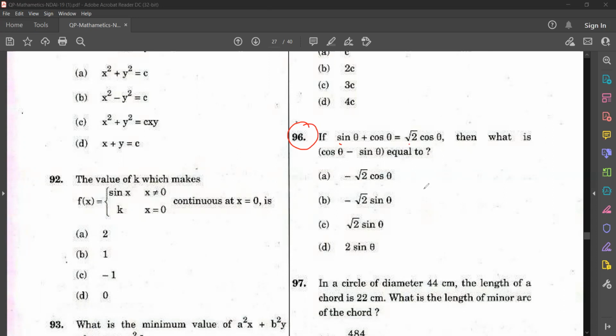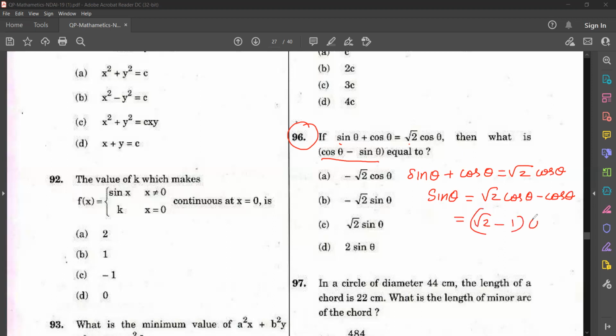Okay, how would you proceed? What do I need to find? I need to find cos theta minus sin theta. What I have is sin theta plus cos theta equal to root 2 cos theta. So can I write sin theta from here as root 2 cos theta minus cos theta? So I can write this as root 2 minus 1 cos theta. So sin theta I got as root 2 minus 1 cos theta.